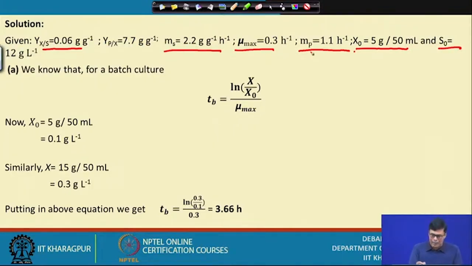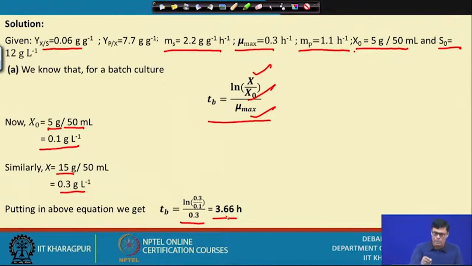Now, we know that in the batch culture, this we already derived, t equals ln(X by X0) by mu max. Now, the X0 value we can easily calculate. 5 gram was the initial cell mass and your culture volume is 50 milliliter, so your cell mass concentration is coming around 0.1 gram per liter, am I right? And the final cell mass concentration is 15 gram divided by 50 milliliter, that is 0.3 gram per liter. So in this problem we have the X value, the X0 value and the mu max value. If you put in all these values, we can find out the time required for the batch process.